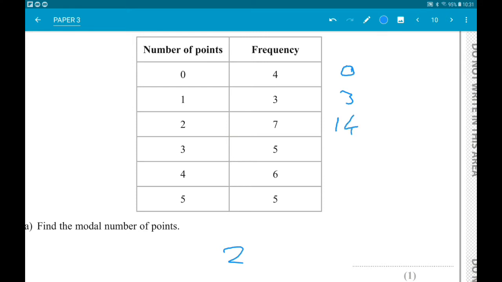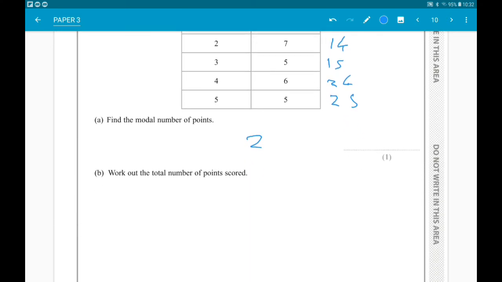5 students scored 3 points. So that's 15 points. 6 students scored 4 points. That's 24. And 5 students scored 5 points, that's 25. So we now want to add all of those numbers together. So 25 and 24 is 49, and 15 is 64, and 14 is 78, add 3 is 81.